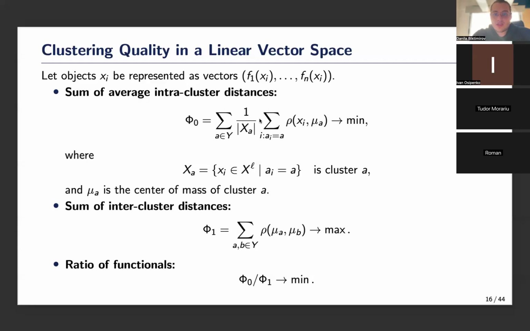Yeah, and we can combine both criteria like in the previous case. In practice, we need a balance between compact intra-cluster distance and well-separated clusters. This is done by minimizing the ratio of the two functionals. This approach ensures that clusters are internally tight while also being externally well separated, improving clustering quality.